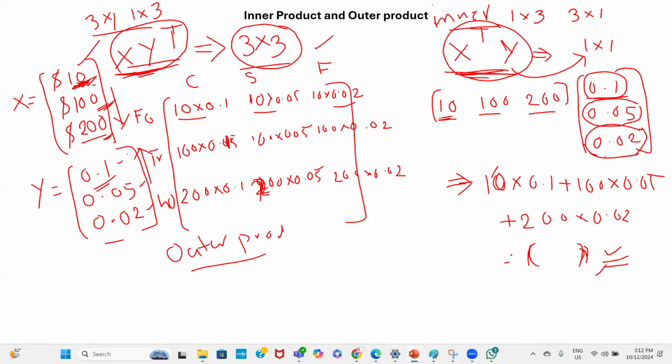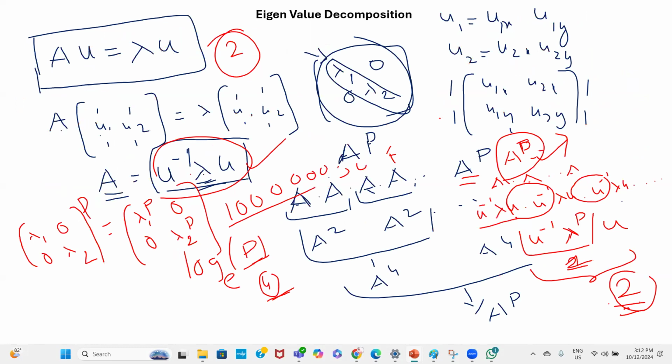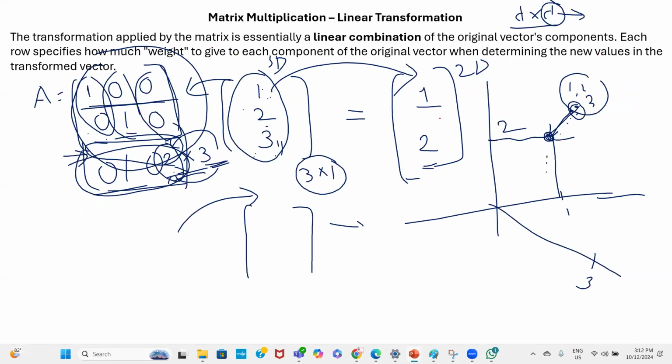We have seen eigenvalue decomposition and its advantage, and we also have seen how matrix multiplication is transforming points from one space to another space, scaling and all that stuff, right? That is all we have learned so far, right?